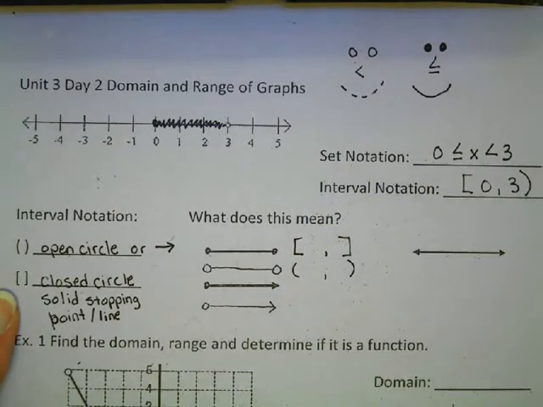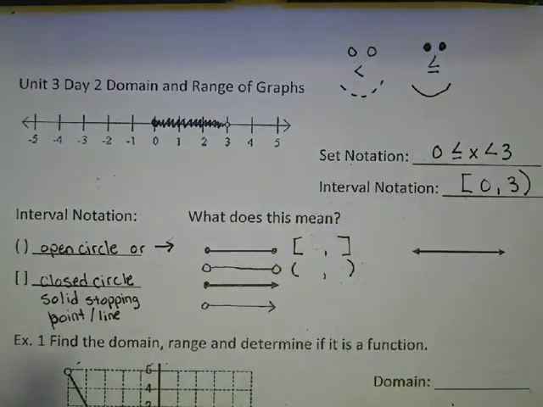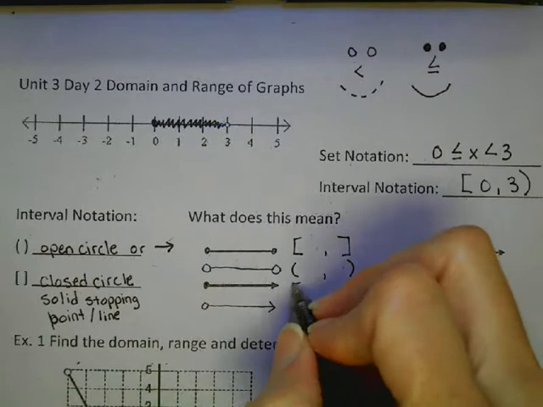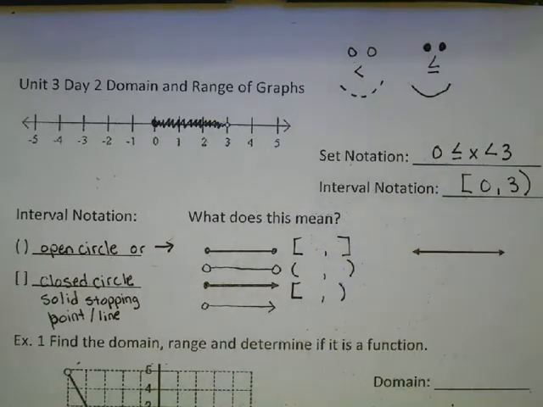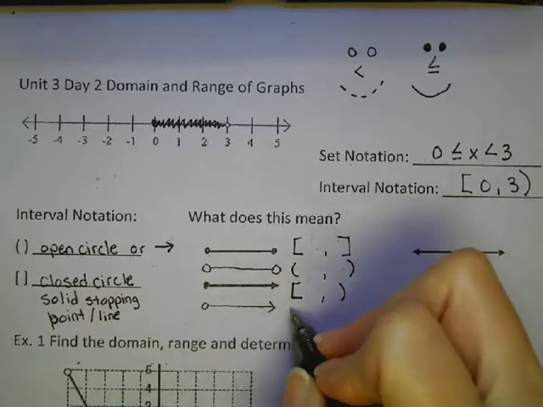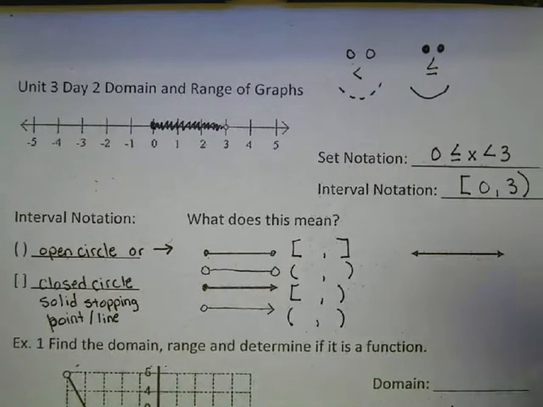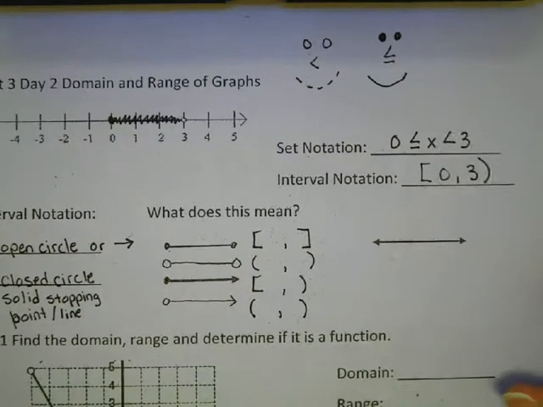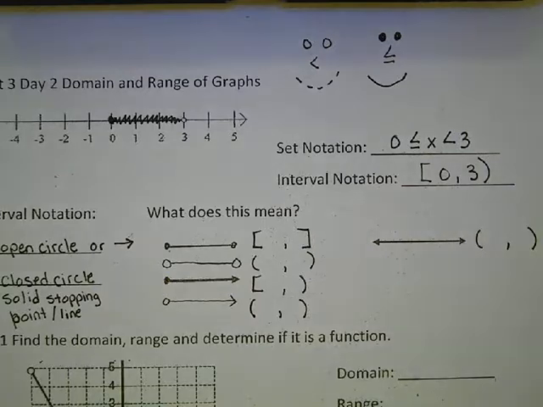If you have a solid dot on one end, that would be a closed bracket, and then an arrow on the other end, that one's going to be a parenthesis. On this one, an open circle means parenthesis, and an arrow means parenthesis. And this last one, you have arrows on both ends, so that could also be parentheses. Arrows mean parentheses, and a closed colored-in circle would mean a bracket.